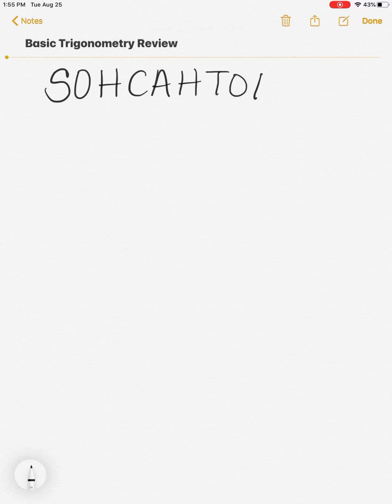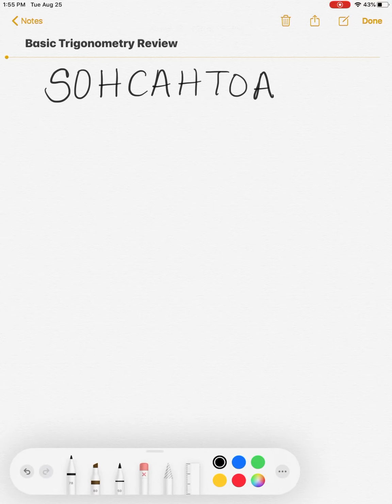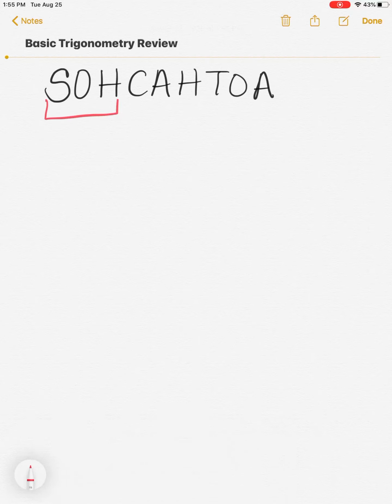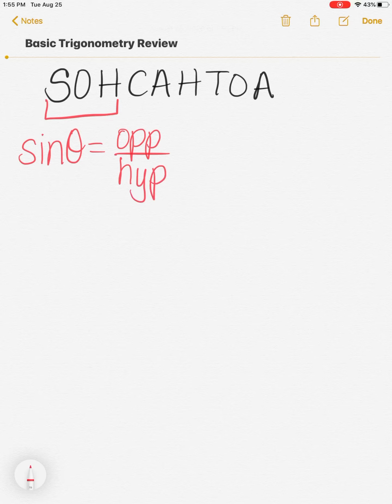All right, today in class we did a basic trigonometry review of the three main trigonometric functions that we come across. So in trig, we were taught this little helpful hint of SOHCAHTOA. And SOHCAHTOA applies to right triangles. So in a right triangle, we can begin with the SO. SO stands for sine of theta equals the opposite side over the hypotenuse.